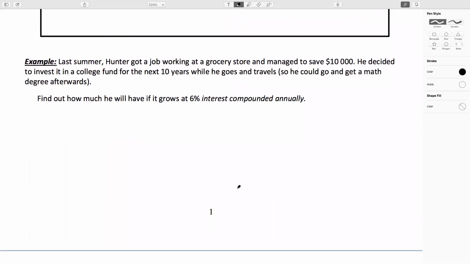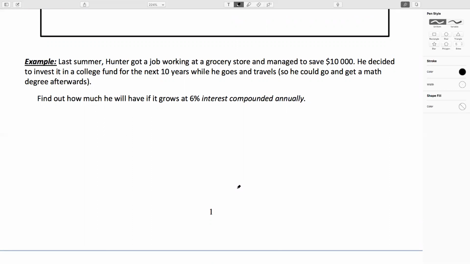So let's take a look at some questions. Last summer, Hunter got a job at a grocery store and managed to save $10,000. He decided to invest it in a college fund for the next 10 years while he goes and travels. He wants to get a math degree afterwards. Find out how much he will have if it grows at 6% interest compounded annually.